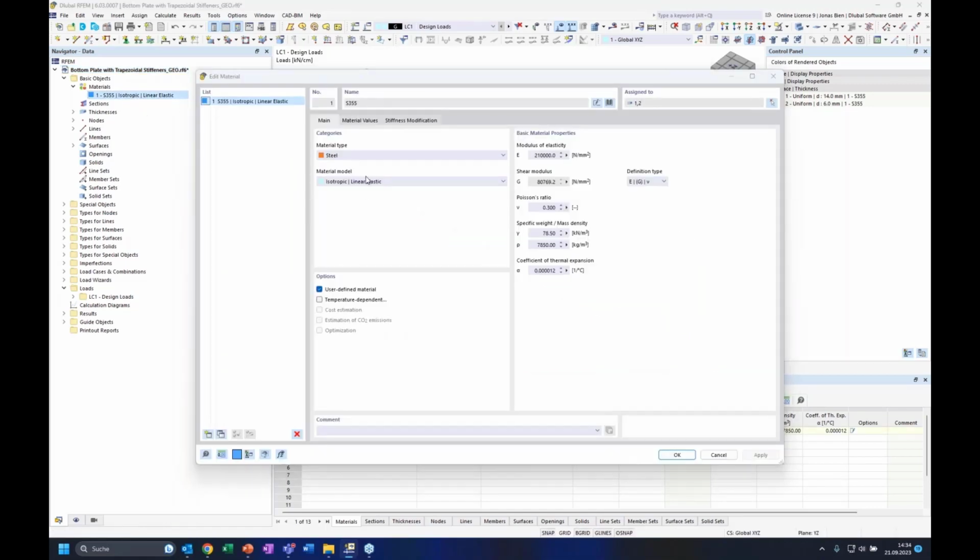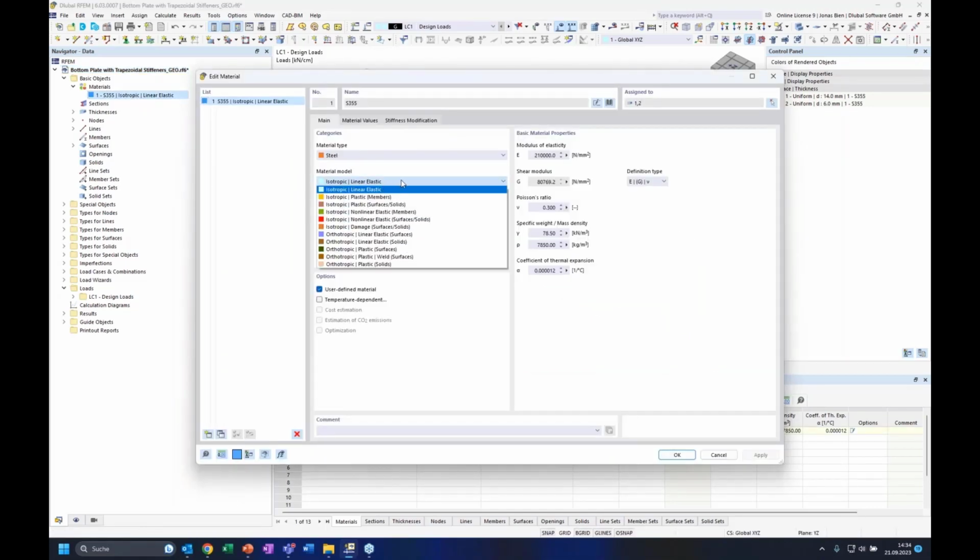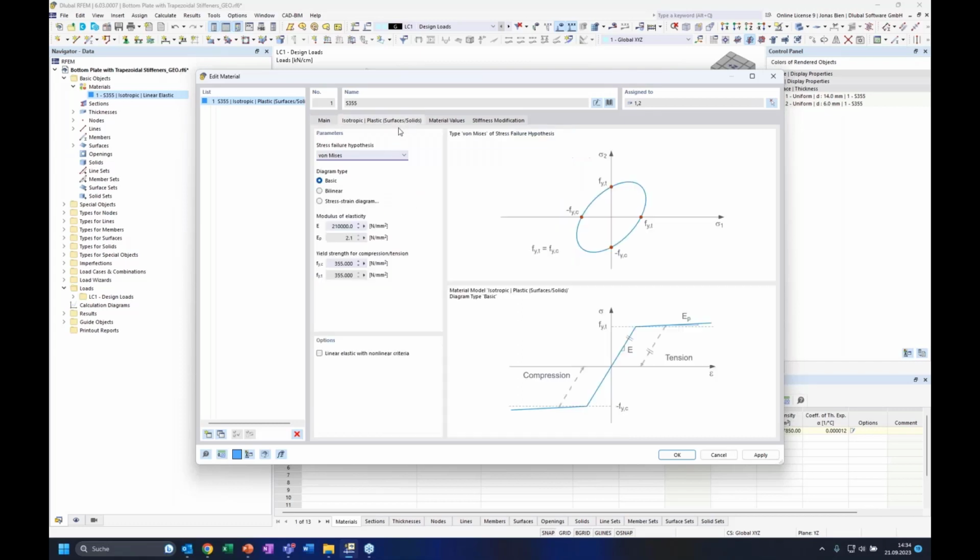And now if we double click on the material and look under material models, we will have nonlinear material models available. And to model the real behavior of mild steel, we would go for the isotropic plastic material. I have to take the surfaces or solid model. It is split from the member model, so we have to make sure that we select the right one. So then the question is, we have multiple options for the yield, which yield hypothesis we want to apply, and also how the stress strain diagram should look like.